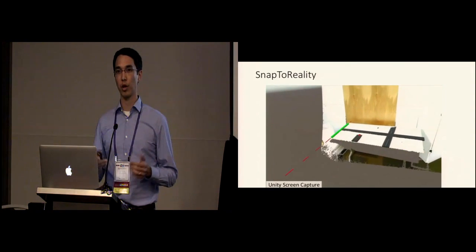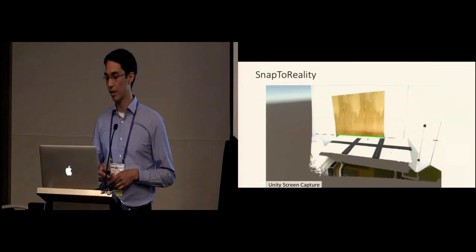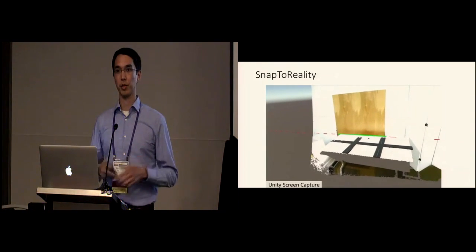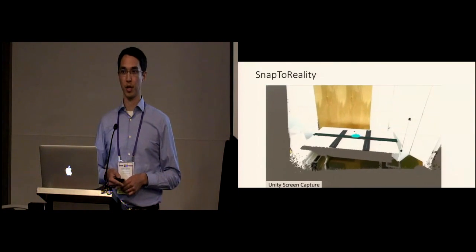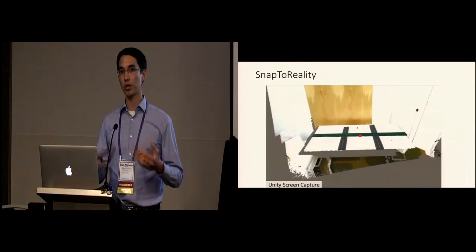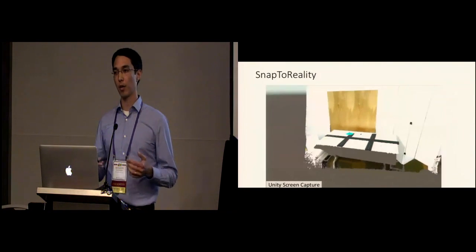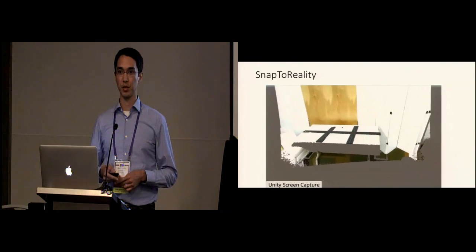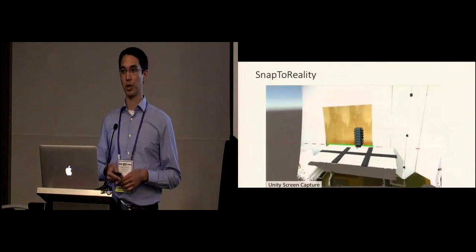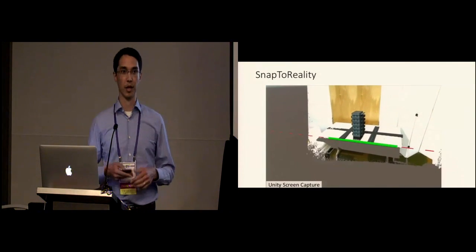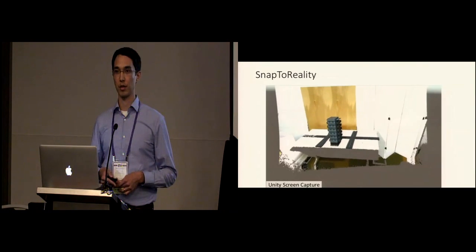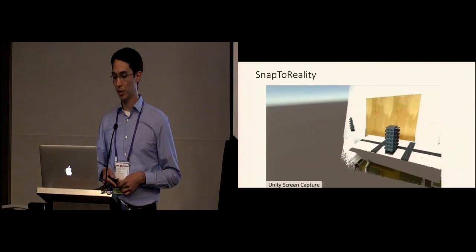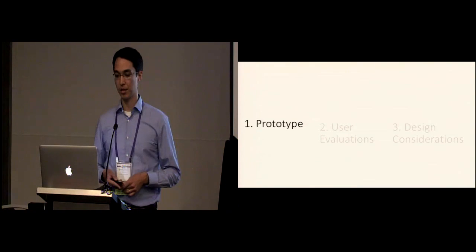And our results in this paper show that our system can extract these linear edges and planar surfaces that people would want to use for snapping, and that snapping in augmented reality is faster than no snapping for positioning and orienting tasks. And we'll also see that it enables new forms of creating virtual content. So with that, let's talk about the prototype.